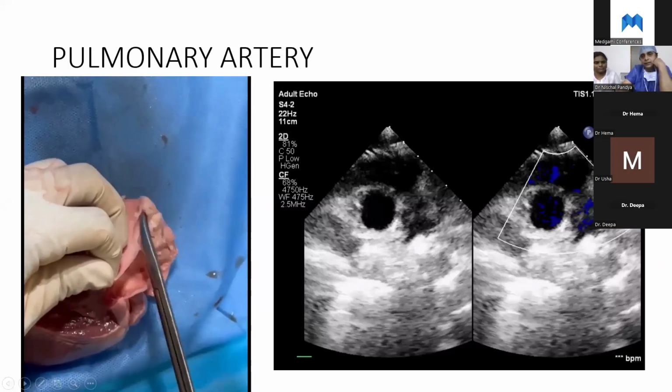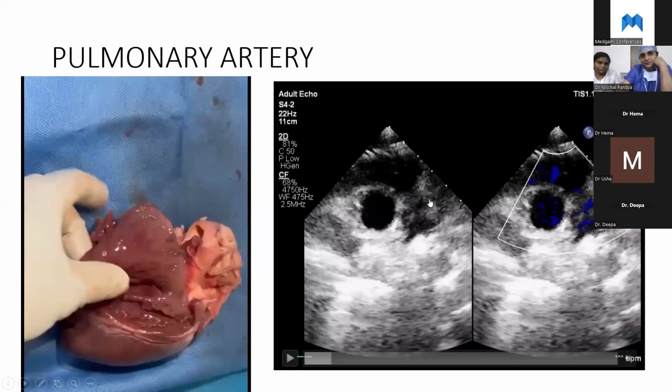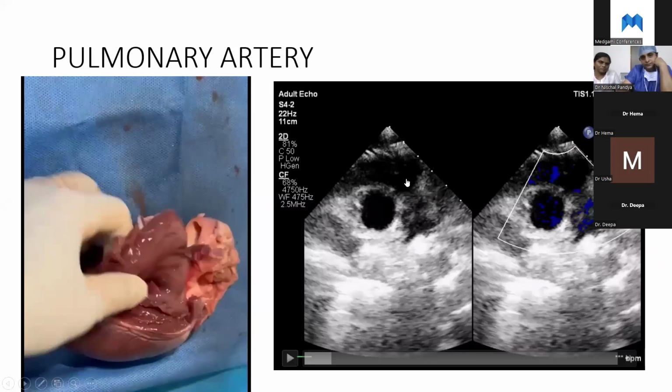And another thing, sorry. No, I was just telling it, this view is very, very important, especially in tetralogy of Fallot, because we can describe the kind of VSD. So as you said, 9 to 11 o'clock position, it is a subaortic VSD that we find in tetralogy of Fallot. And we find that it is closely related to the RCC, NCC commissure.